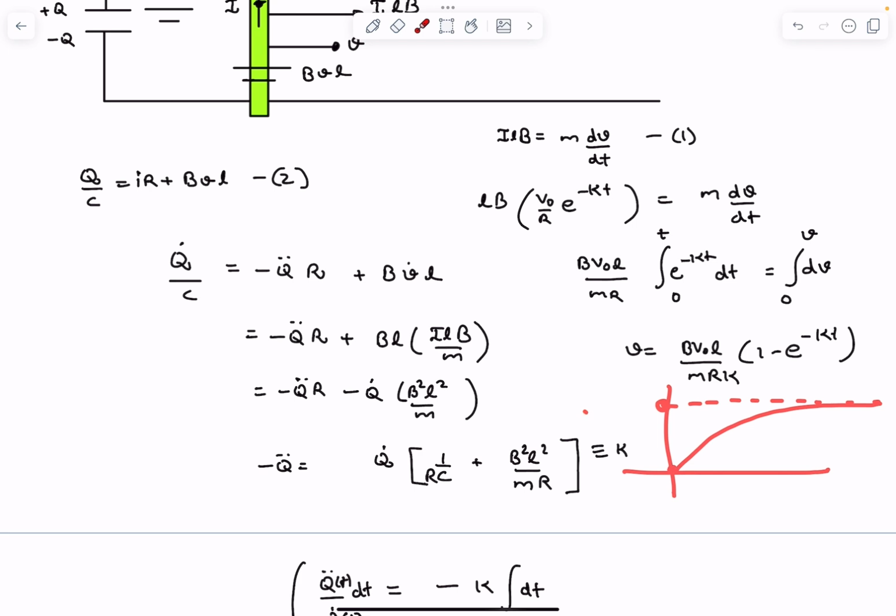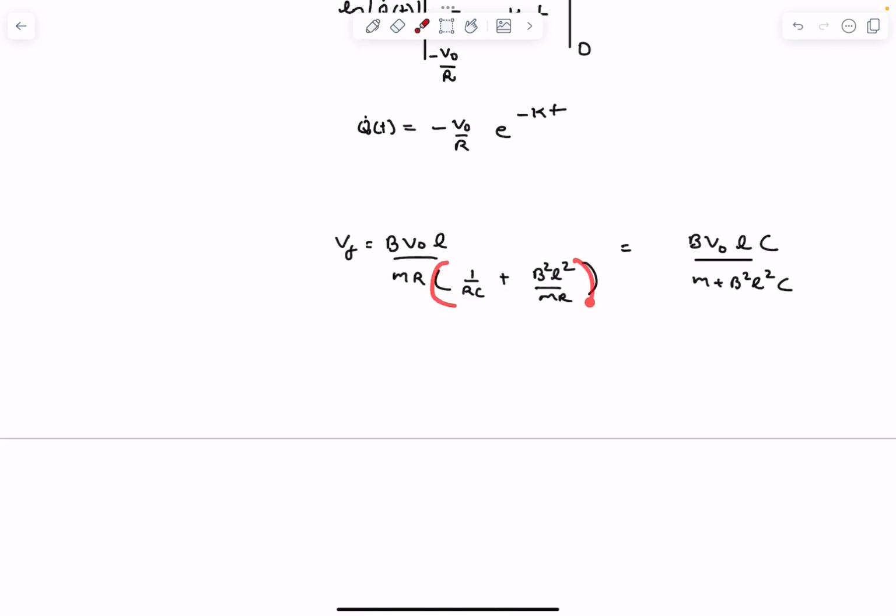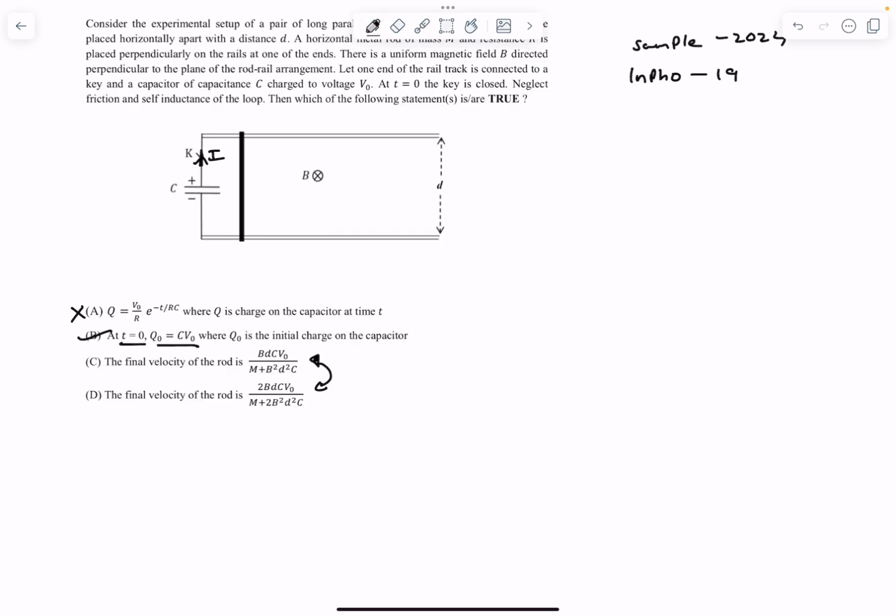Okay, so after a very long time, which is what they asked in the question, v as t tends to infinity, the final speed comes out to be B V0 L divided by m R k. Once you substitute the value of k, you'll get this as the final terminal speed attained by the rod. And this actually matches with option C. So the answer to this question is option B and option C.